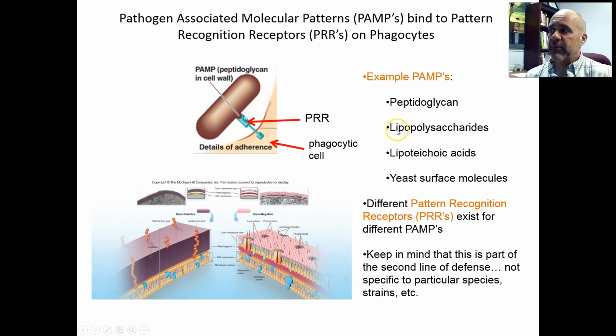Some other example PAMPs, lipopolysaccharides. Remember, you find those in the outer membrane of gram-negative bacteria. Lipoteichoic acids are found in the cell walls of gram-positive bacteria, if you remember that from Chapter 3. And there are various yeast surface molecules that have been identified. There are viral molecules. There are protozoan molecules that have been identified. Some of this is kind of a newer area, so more and more of these PAMPs and pattern recognition receptors are being discovered all the time. Sometimes the PRRs are called toll-like receptors, or TLRs, so you may see that terminology used as well.